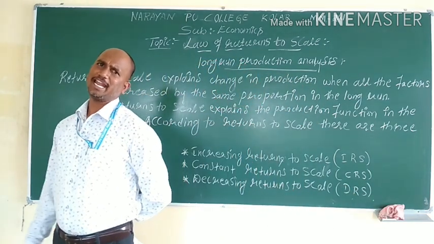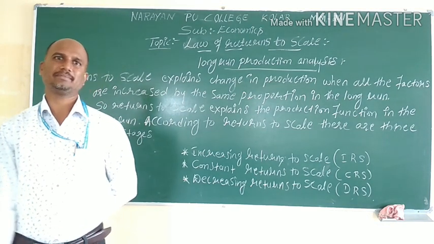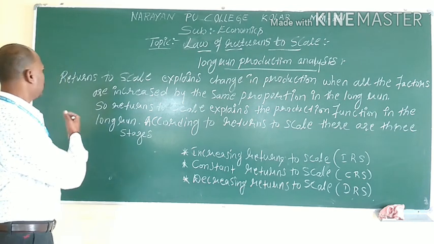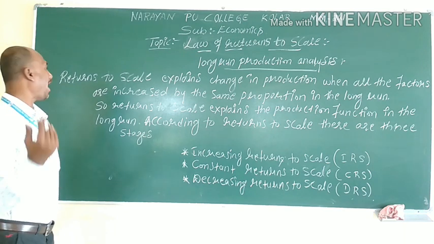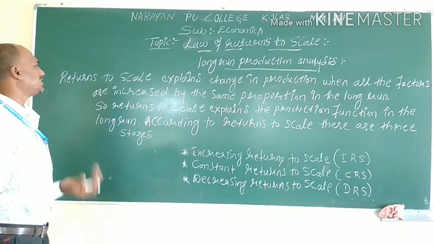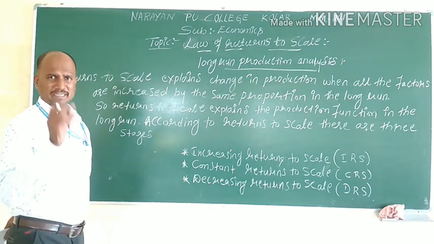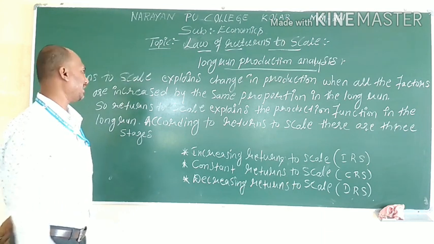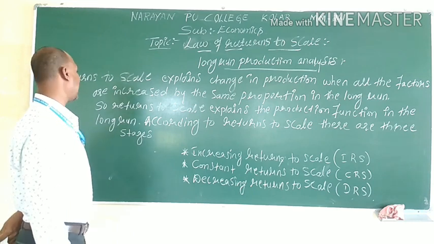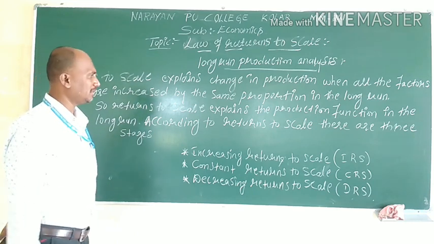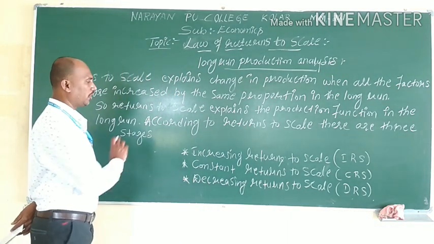So the statement, as I discussed: returns to scale explains the changes in the production when all the factors, land, labor, capital, and organization, are increased by the same proportion. Proportion is percentage, in the long run. So returns to scale explains the production function in the long run. According to returns to scale, there are 3 stages. Which are they? Very important for 2 marks.